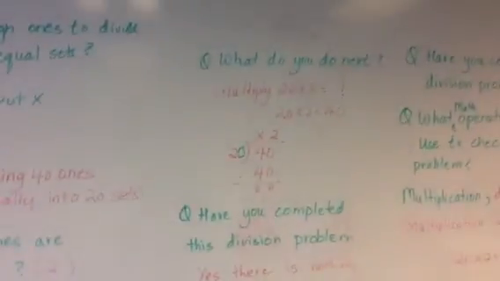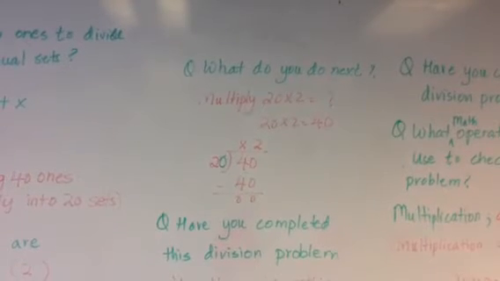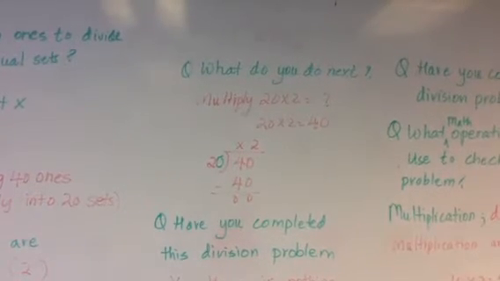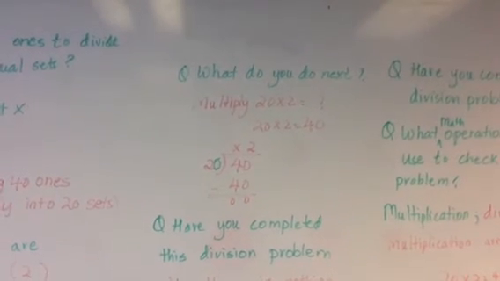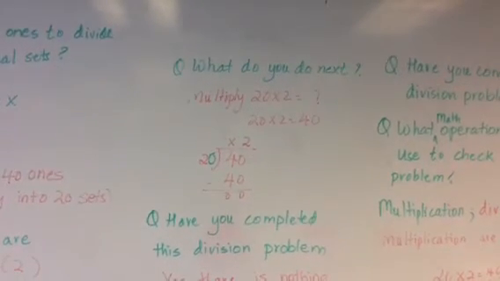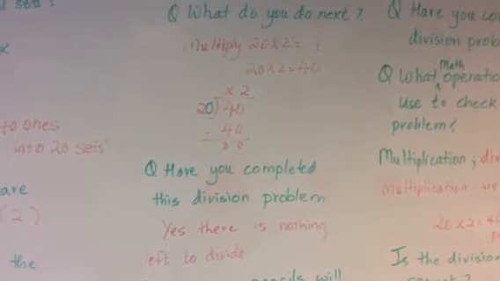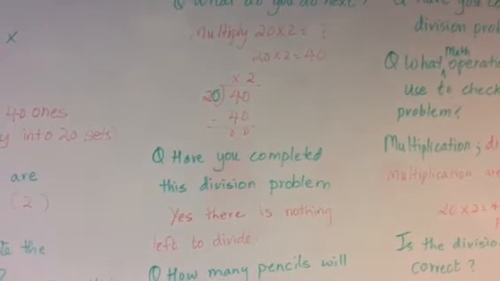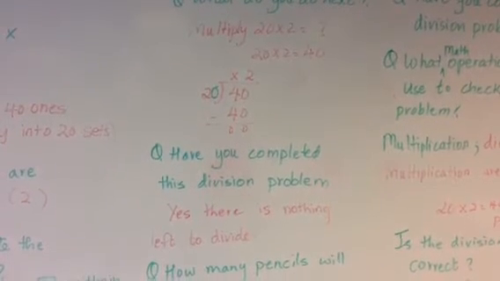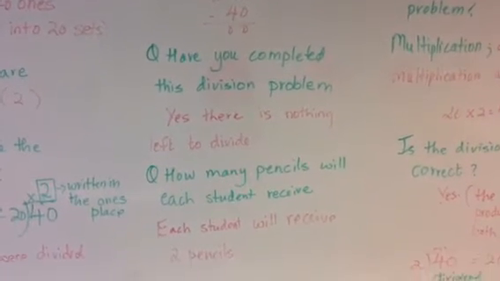What do you do next? Multiply 20 times 2, and 20 times 2 is 40. So 40 you put underneath; you do the regular DMS: divide, multiply, subtract. Have you completed this division problem? Yes, there is nothing left. There are no numbers after 0. So the division problem is completed. How many pencils will each student receive? Each student will receive 2 pencils.